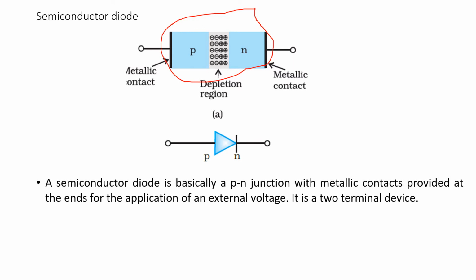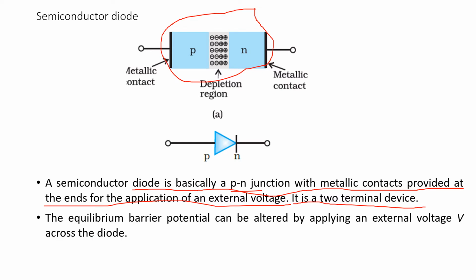A semiconductor diode is basically a p-n junction with metallic contacts provided at the ends for application of an external voltage. Between these two metallic contacts, we can connect an external voltage. A diode is a two-terminal device because two metallic terminals are there. The equilibrium potential can be altered by applying an external voltage V across the diode. An external voltage can be connected.